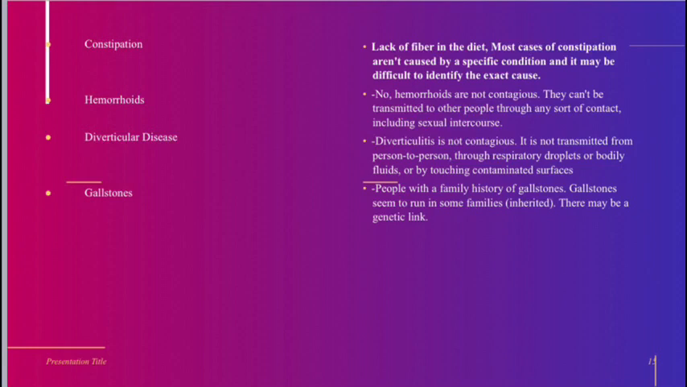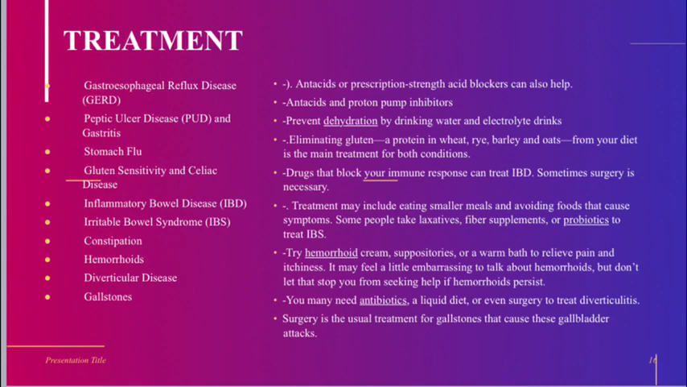That's all. Here we are now for the treatment of the diseases that we can get in the digestive system. The first one is GERD. Proton pump inhibitors, PPIs, and histamine H2 receptor antagonists, H2RA, antacids. Antacids or prescription strength acid blockers can also help. So, ang H2 receptor ginamit is ranitidine.